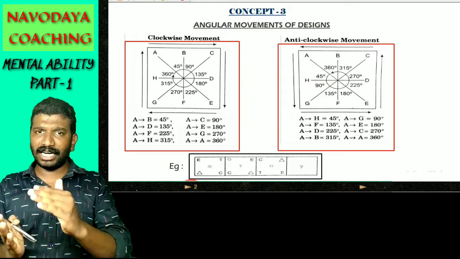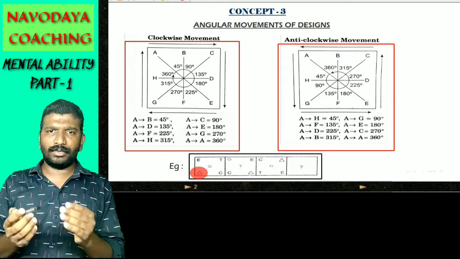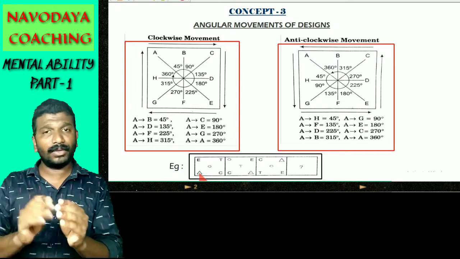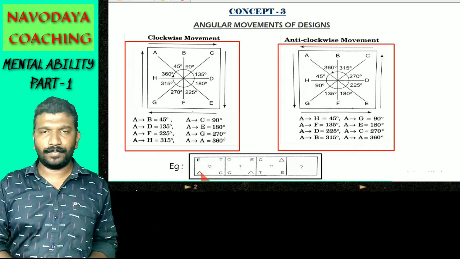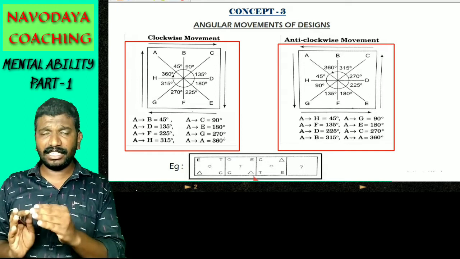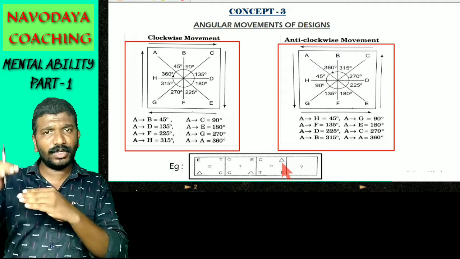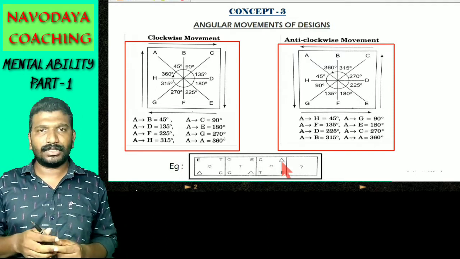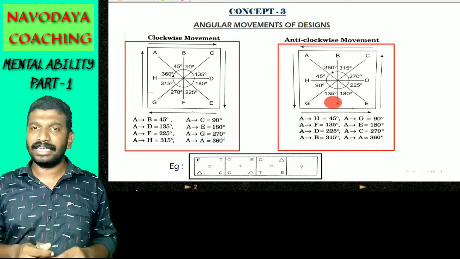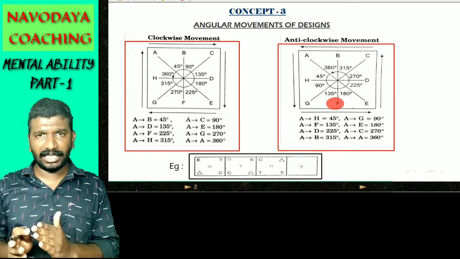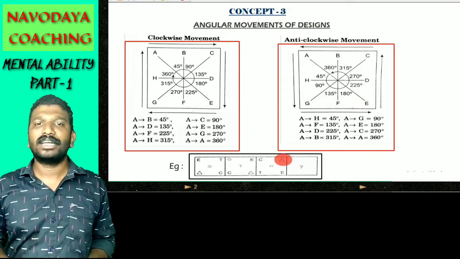Okay, so shall we check the example for the anti-clockwise movement? In the example figure, when we check the triangular shape, in the first figure it is in the left lower, in the second the triangle is moving to the right lower, and in the third the triangle is moving to the right upper. So when we check the movement, the triangle is moving anti-clockwise 90 degree. First to second 90 degree, and second to third also 90 degree anti-clockwise rotation.